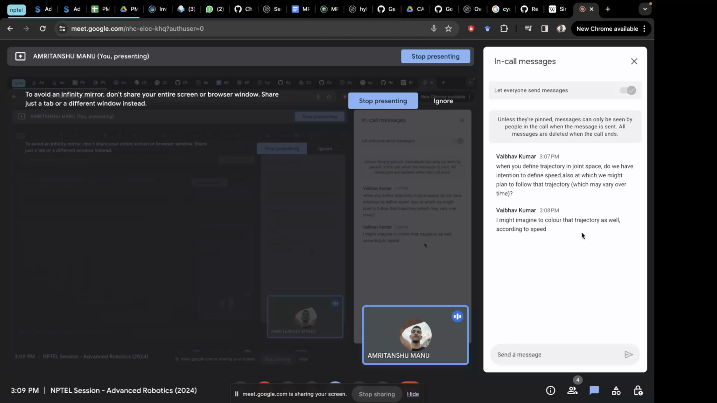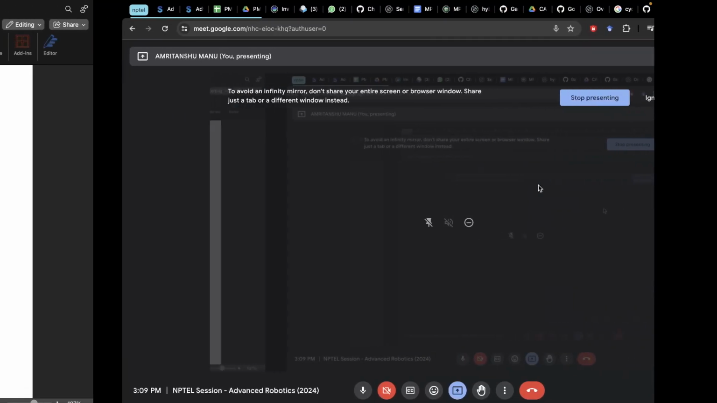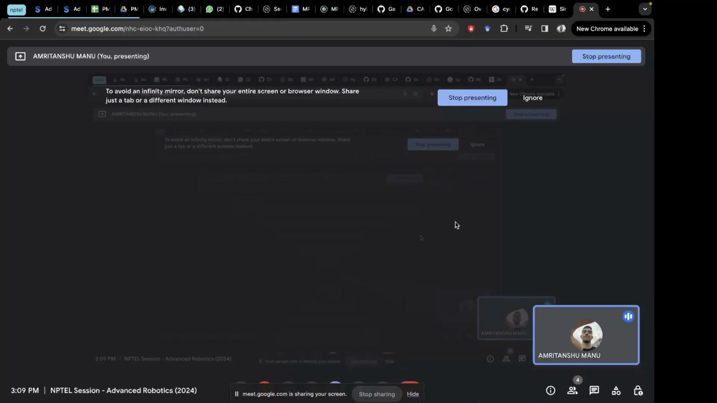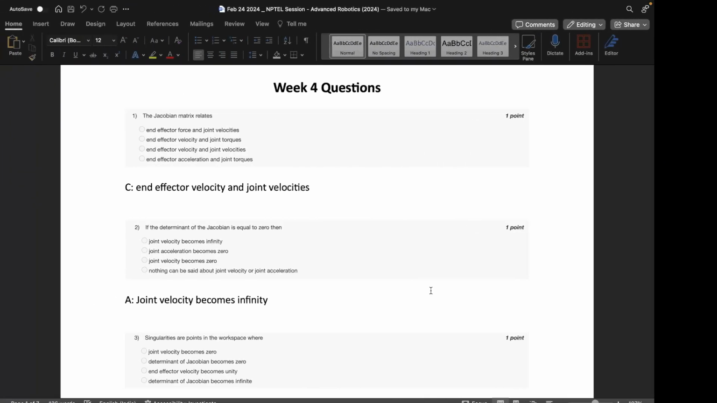I might imagine to color the trajectory as well according to speed. Yeah, I think if you're talking about visualizing the trajectories, you can always do that. Right, Trevor. And of course, you can directly ask the question in chat, or by unmuting yourself. I might miss a few questions in the chat. So I hope that's clear.